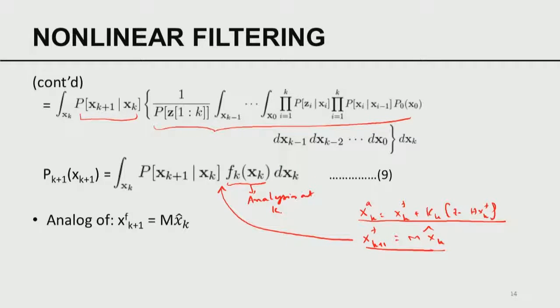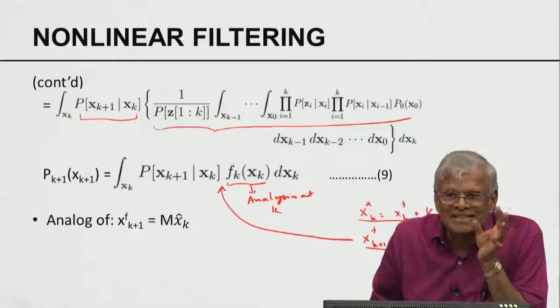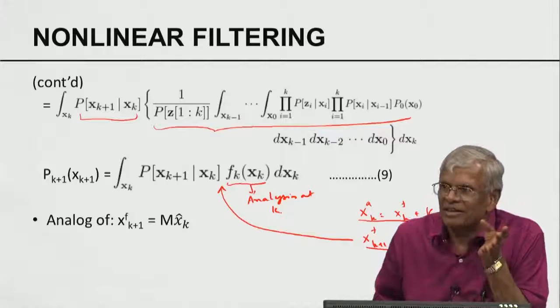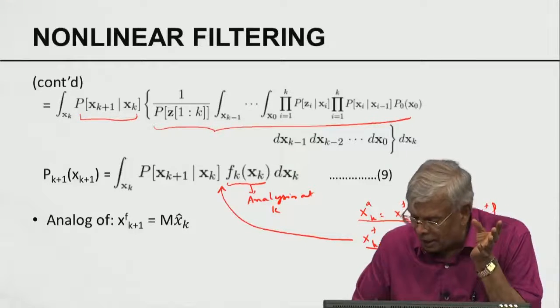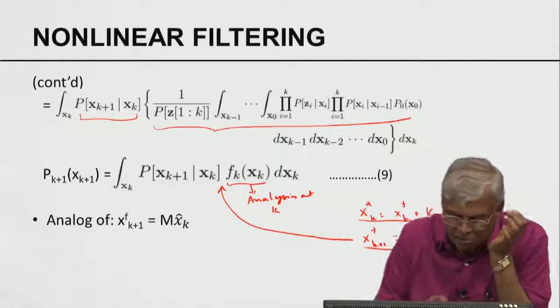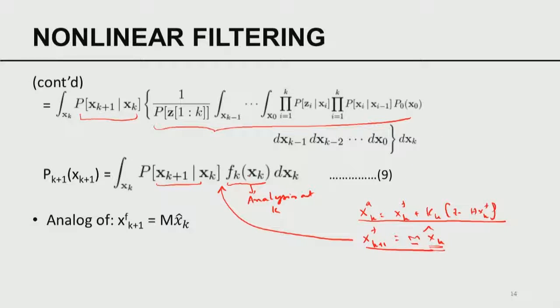Why is this called analysis at time k? This is not a vector that gives analysis. This is the analysis density. That is the filter density. So the model operates on the analysis density. What is the model? The one step state transition matrix. Therefore, if I multiply the analysis density with the one step state transition probability integrated over xk, I get this.